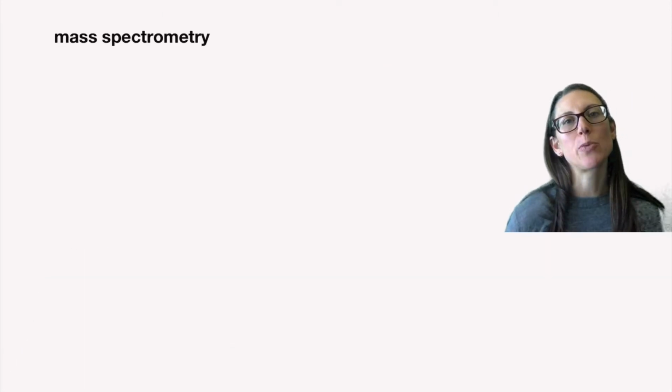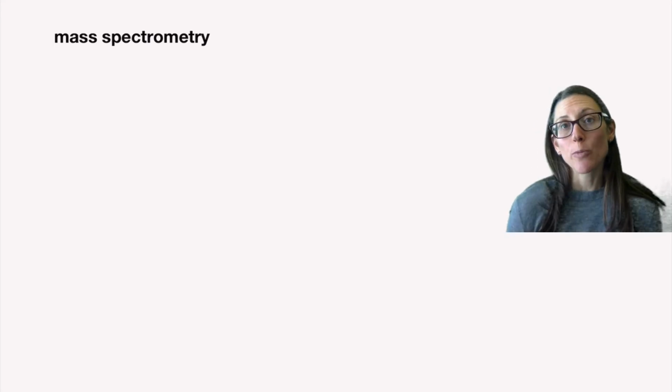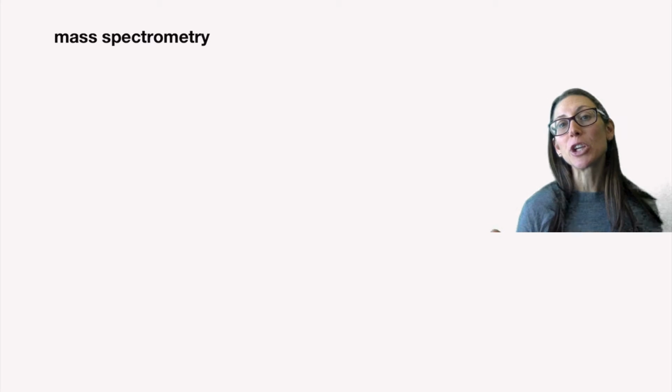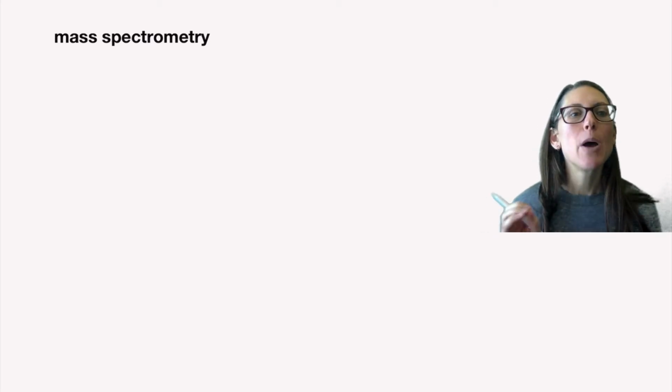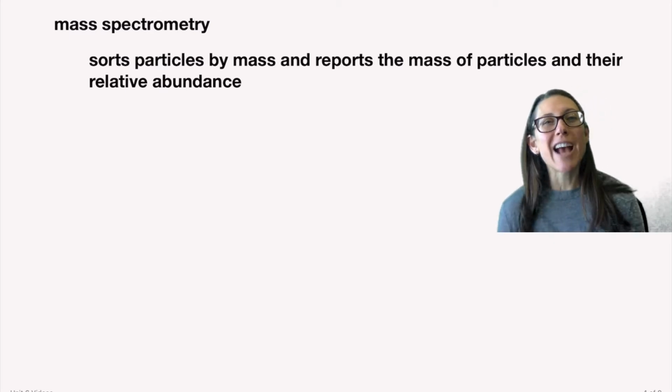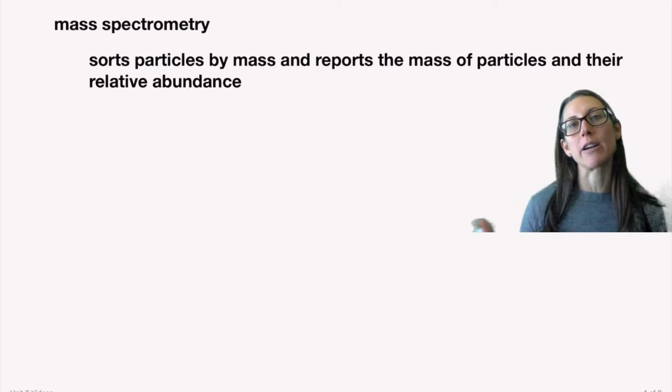The current technology we have to investigate the mass of atoms is called mass spectrometry. We aren't going to go into details as to how the instrument works. If you're curious, ask me. I'm happy to chat about it. But basically, it's a tool that sorts atoms and particles by their weight and tells us how many of each weight of particle there are in a sample.